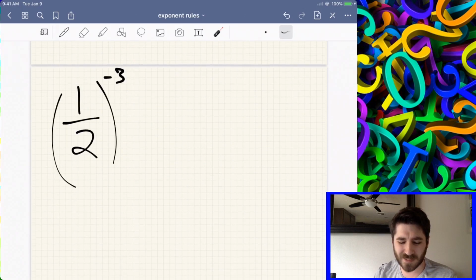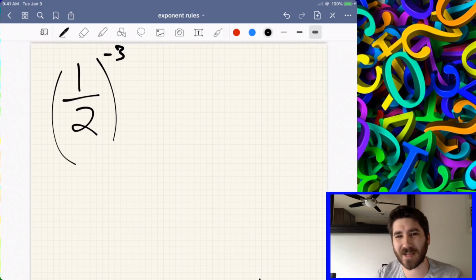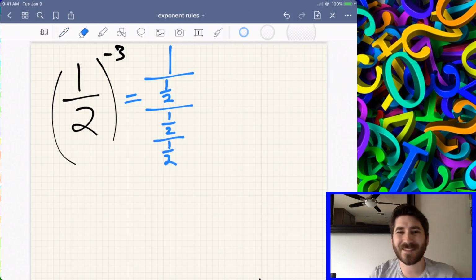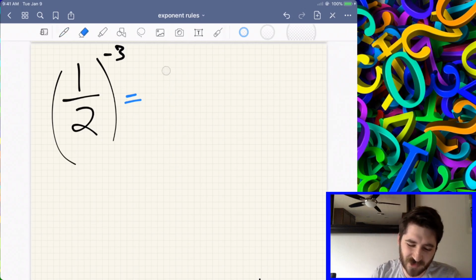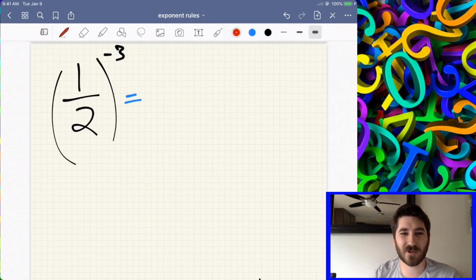Let's take a look at another example. 1/2 to the power of negative 3. Again, that means we take the number 1 and we divide by 1/2 3 times. But these complex fractions get really hard to deal with. So instead of thinking about the division by these numbers, let's think about the multiplication of the reciprocal, because that's what complex fractions convert to.